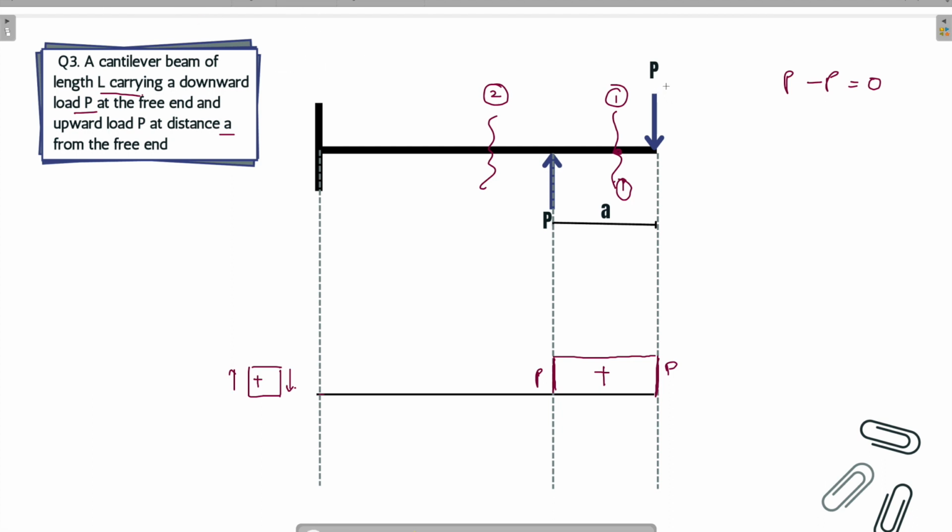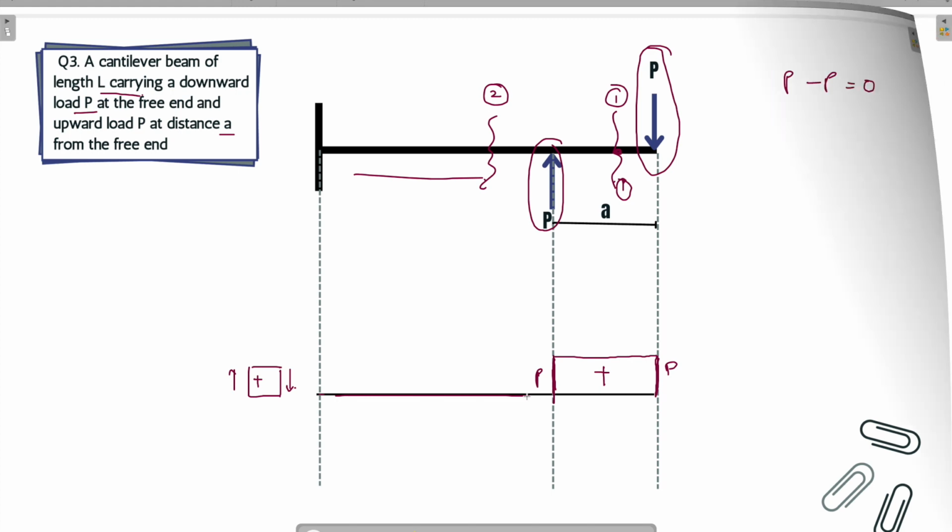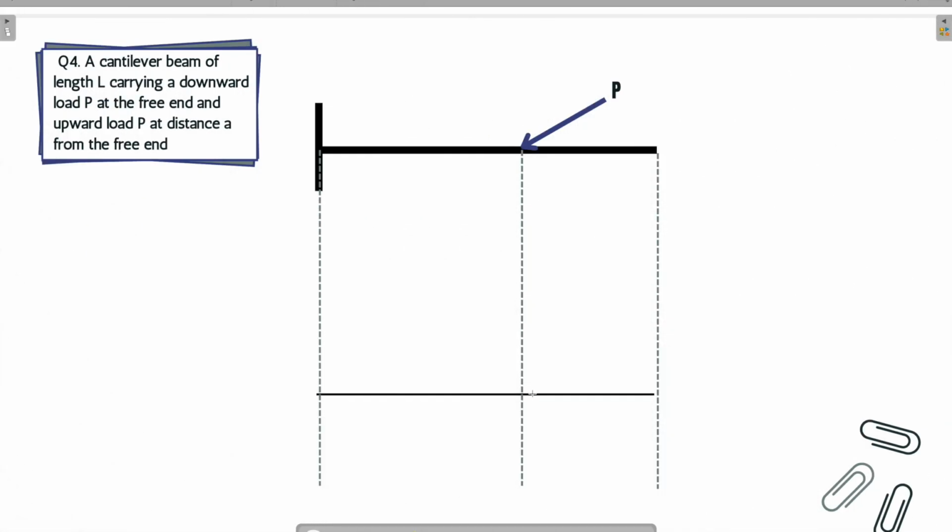When there was a loading acting in the downward direction, the shear force diagram jumped in the positive direction with a magnitude P. Now the same thing happened when the loading is in the upward direction. The shear force diagram jumped downward with a magnitude P, and there is no loading over here, so there is no shear force over here. Let's move on to the third question.